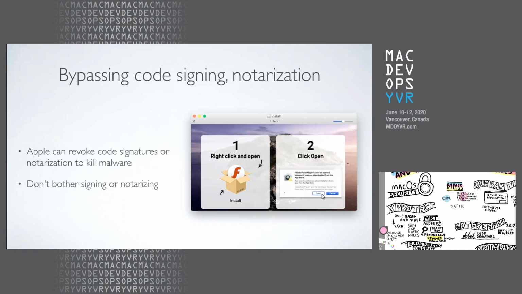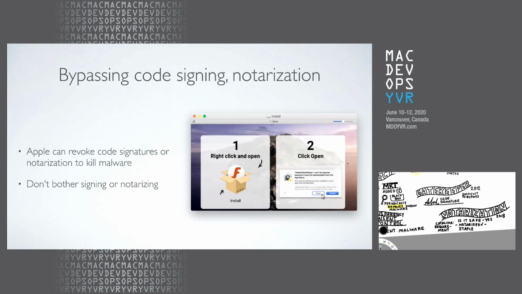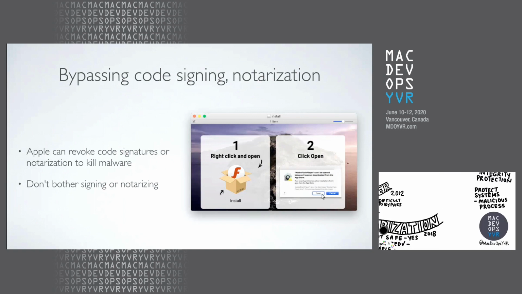You can also bypass code signing and notarization altogether. These are great things because Apple can use them to revoke code signatures, kill malware, and stop it in its tracks. That's very, very powerful. When that happens, if Apple decides to revoke your signing certificate, your only option is to pay Apple another $99 on a different account to get a new signing certificate. And we've seen adware that has gone through dozens or hundreds of these certificates. So this is costing them money. And obviously, if you're a malware creator or an adware creator, you want to avoid that if at all possible.